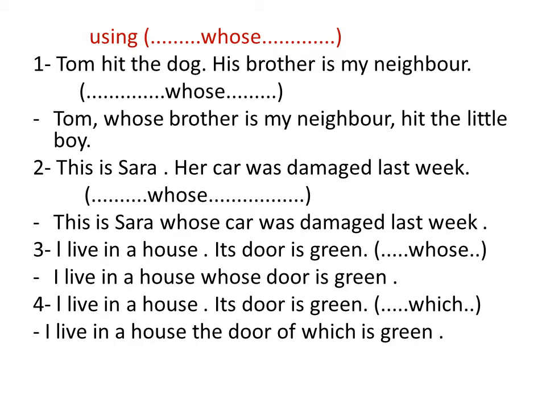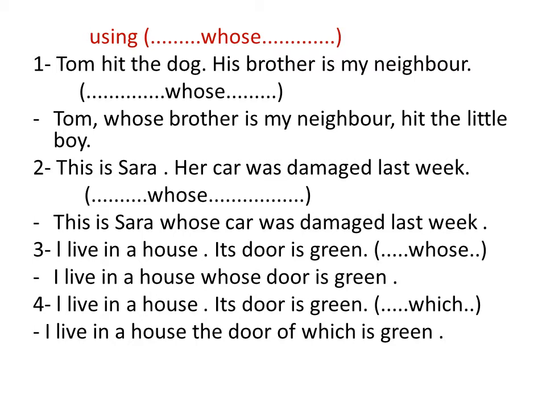Okay, let's see example number 3. Here we have, I live in a house, its door is green. And he asks us to use whose. So take care, my dear students, that we can use whose as a relative pronoun for persons or for things. In the first sentence we spoke about the house which we live in, and in the second sentence we said that its door, the door of our house, is green.